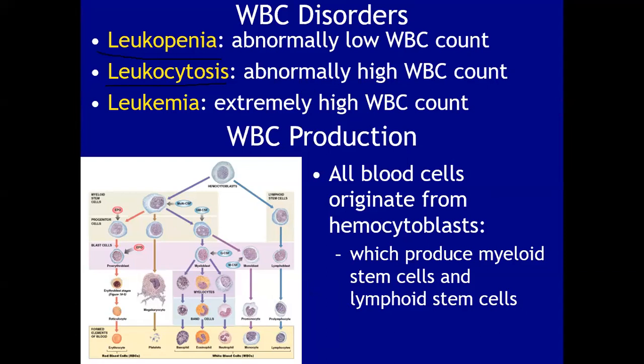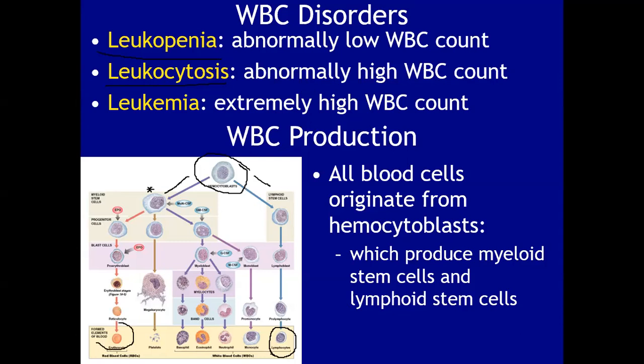The picture down here shows us these all come from the hemocytoblast. Okay, here's our stem cell, the hemocytoblast. Remember that it can either go the myeloid stem cell route or the lymphoidal stem cell route. If it goes the lymphoidal stem cell route, we're going to make the lymphocyte. Everybody else comes from this myeloid stem cell.